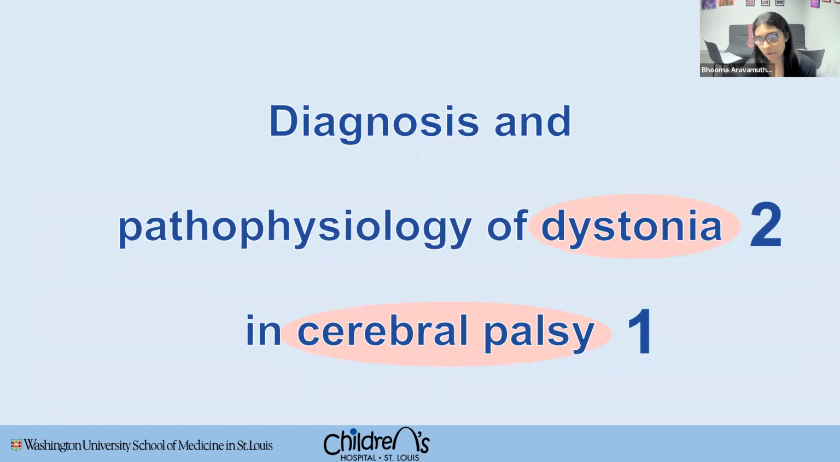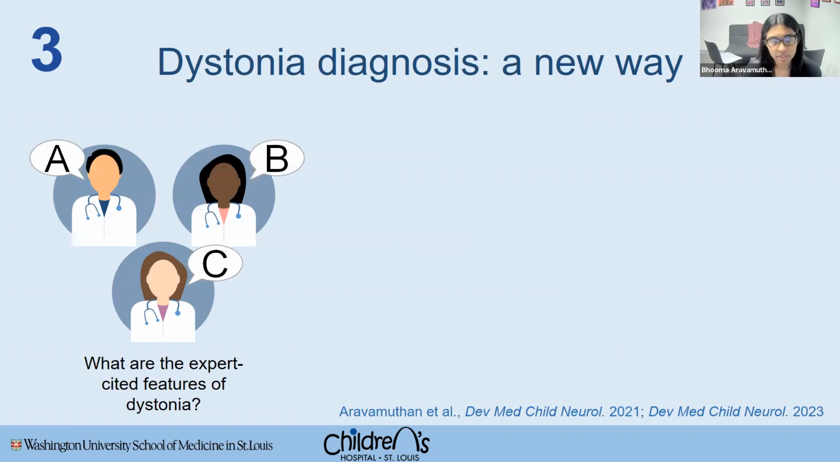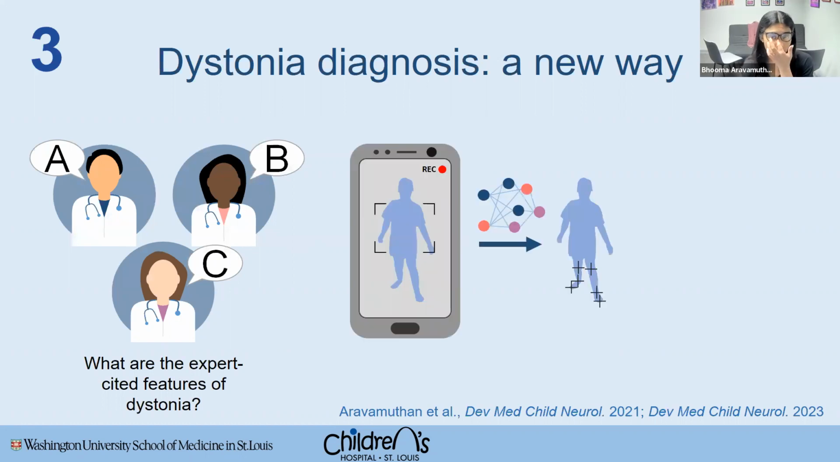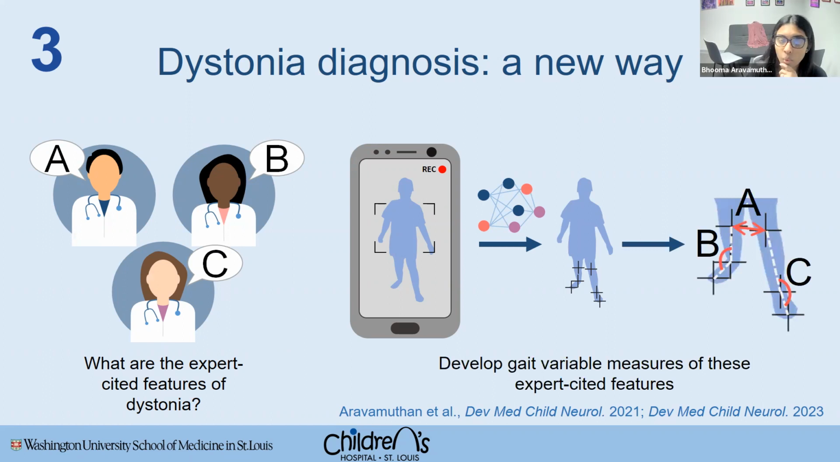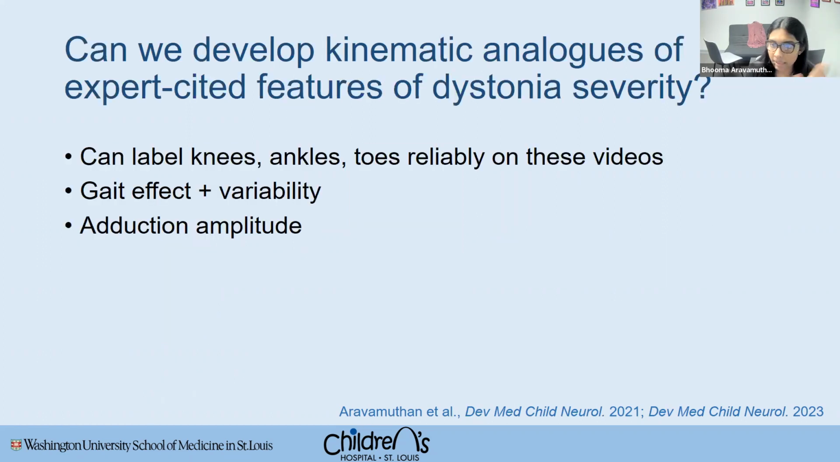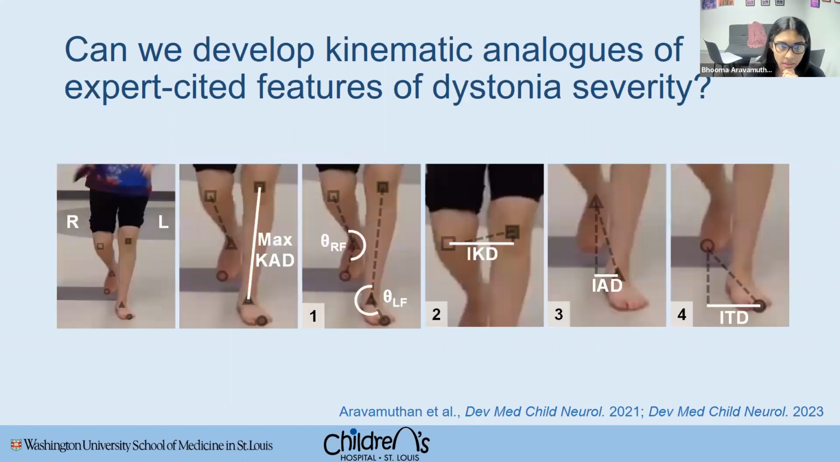Now, when we've talked about how dystonia is currently diagnosed, through this group, consensus-based discussion, how can we move towards quantitative diagnosis? So what we did was we took these expert-cited features and we looked at the same videos and we tried to label the different parts of the body on these videos and quantify features that correlated with the expert-cited features. And some of this labeling is using machine learning guided pose estimation techniques, but the features themselves are informed directly from what the experts said. So we know what we can label reliably on these videos, and we looked at gait effect, variability, and adduction amplitude as features that would help inform diagnosis.